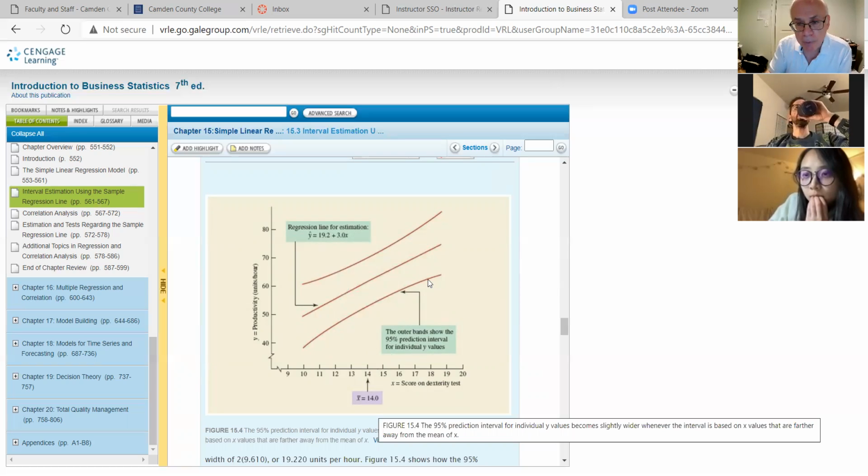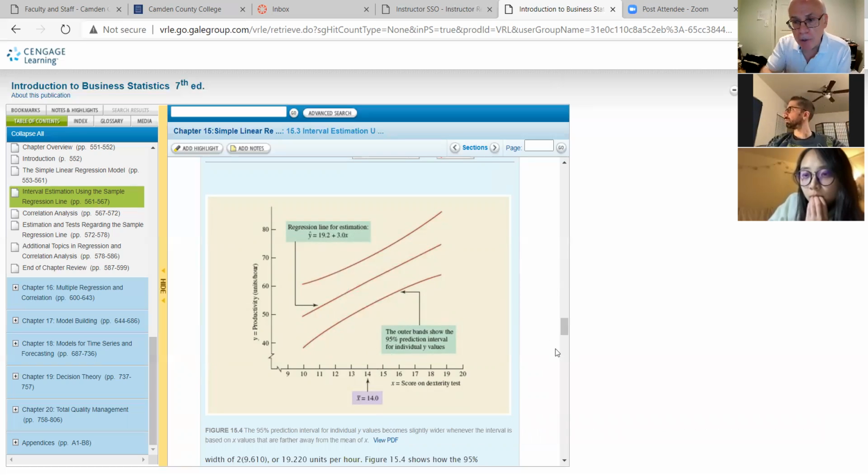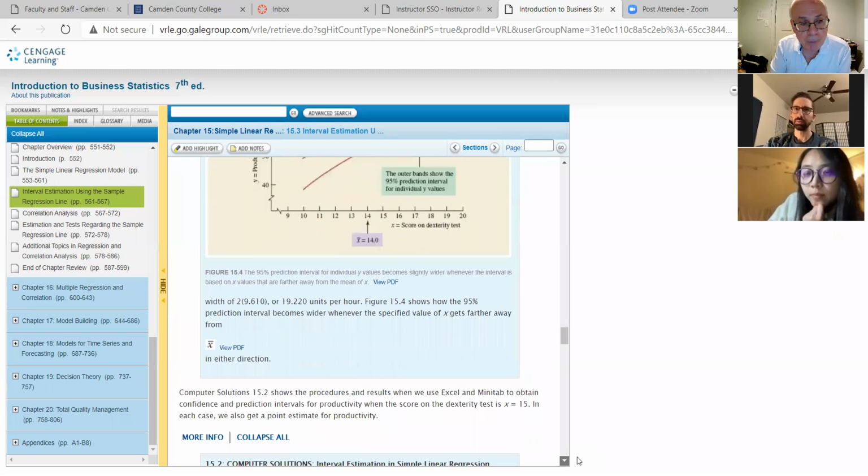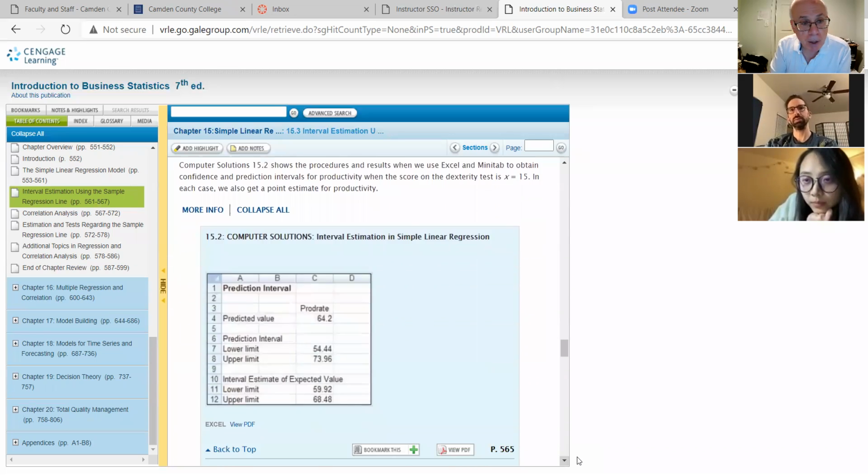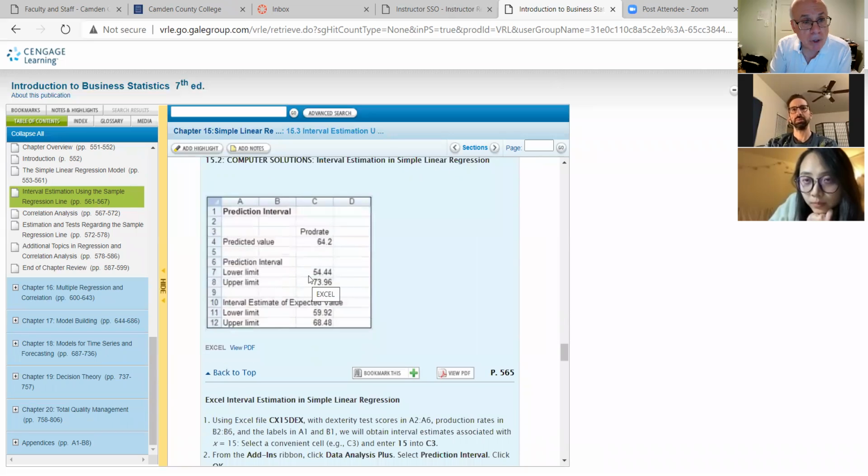Kind of cool. I like that. Does that make sense, that picture? Yeah. So those are the types of pictures you see in regression. And it does look like Minitab does this prediction. Let's see if Minitab will do this for us.